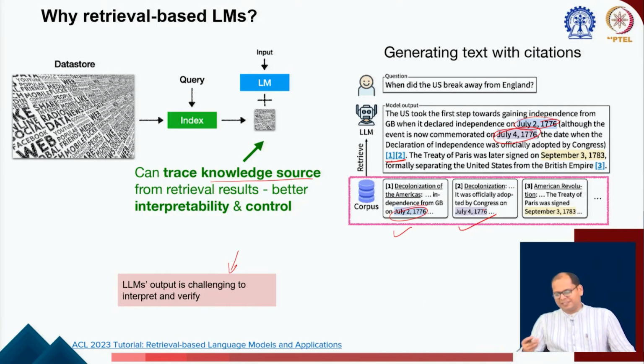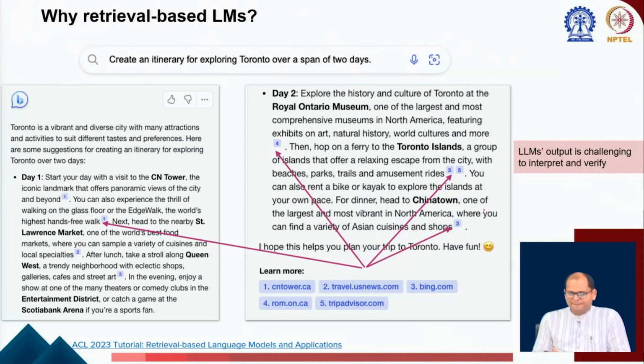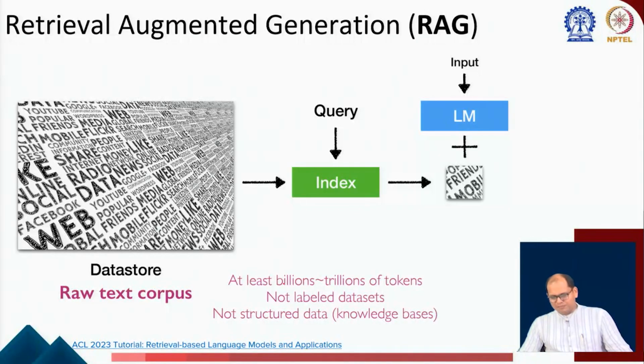This has been one of the main interesting use cases of RAG models, that you can give citations. Like here, you want to create an itinerary for exploring Toronto over a span of 2 days. You get an answer from Bing, and what actually helps here is that you have various footnotes. You are linking to various websites from which you are collecting information and providing it to the user. So this becomes much more interpretable: I got this information from this website, and if you want to know more about it, you can go and see it. This gives much more trust in the output of the language models. So then, what is retrieval augmented generation or RAG?